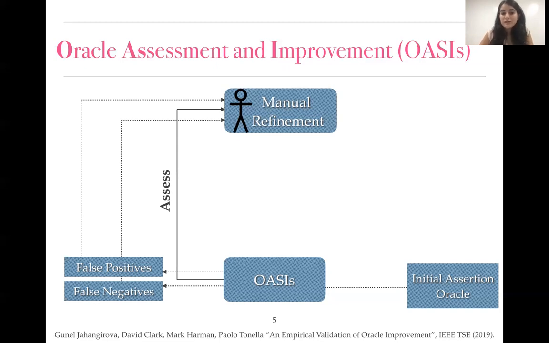Afterwards, the developer is responsible for coming up with an improvement step that will remove these false positives and false negatives from the initial assertion oracle. This is an iterative process that can go on until OASIS is not able to provide new evidence of false positives and false negatives. As the human is in the loop of this process, whether this automated assessment process and semi-automated improvement process is beneficial for developers is an important question, which we have tried to answer as part of the current work that I'm presenting.